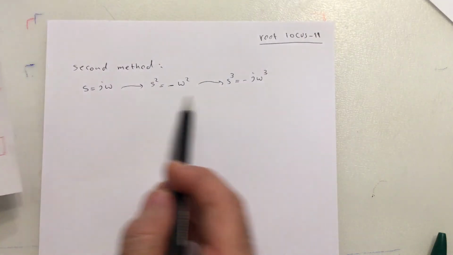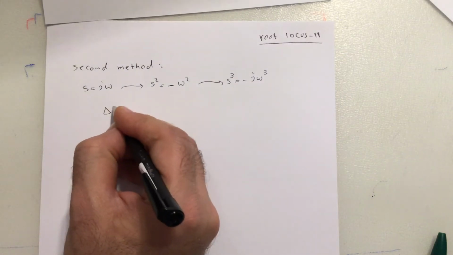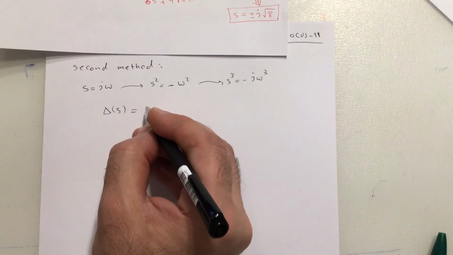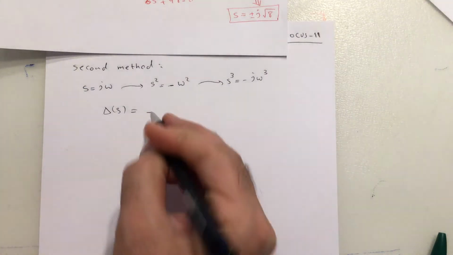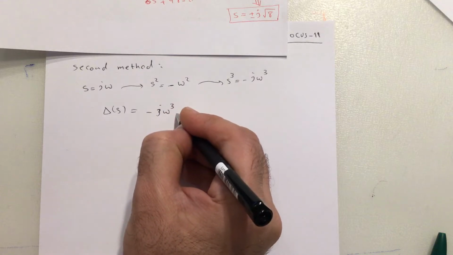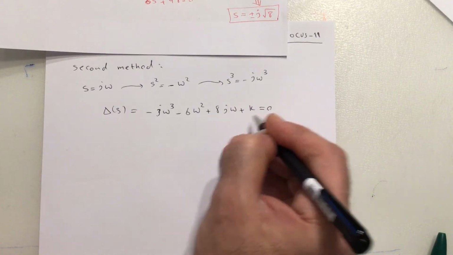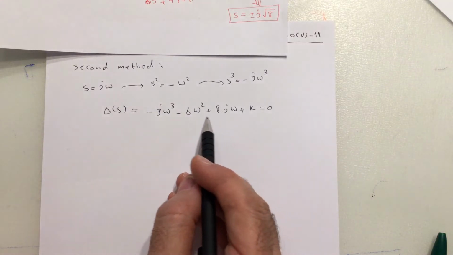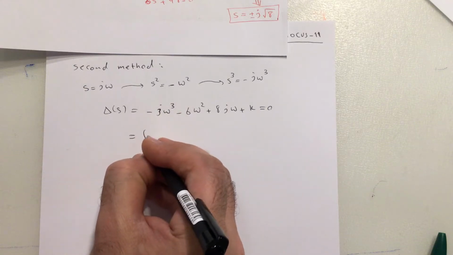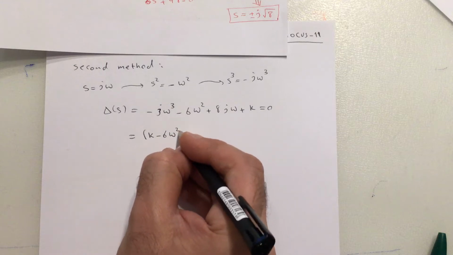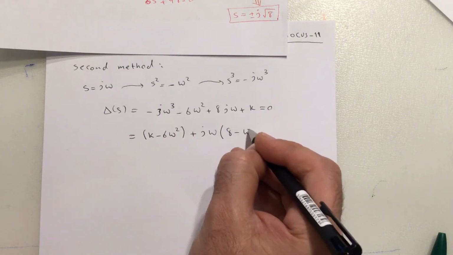Now we can substitute these values into the characteristic equation. Therefore delta S would be equal to minus j omega cubed minus 6 omega squared plus 8 j omega plus k is equal to 0. If we separate the imaginary terms and the real terms, for the real terms we have k minus 6 omega squared, and for the imaginary terms we have j multiplied by omega multiplied by 8 minus omega squared, equals 0.